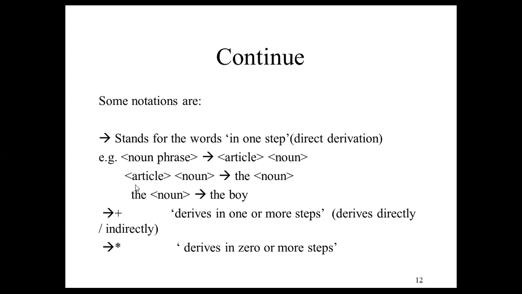So this is the article, this is the noun, and this is the arrow sign. It indicates what is going to be processed on the right side in one step. I am replacing this article by "the" and again writing noun. So in one step, we are just replacing article by "the", and then noun.